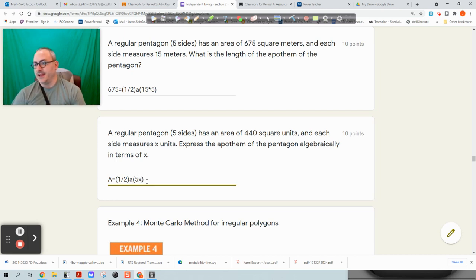Let's see, what else do they say? It has an area of 440, so I can stick that in there. And it measures x units. Express the apothem in terms of x. Oh no, I'm sorry, I want to express the apothem in terms of x, so I want to get A all on one side. This equation is going to look like A equals. So you're trying to get A by itself, and you're going to move all of this stuff over here.